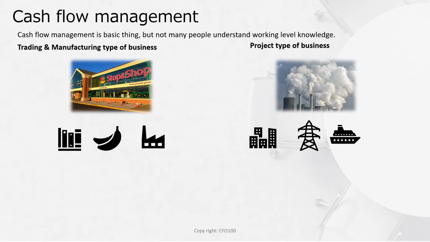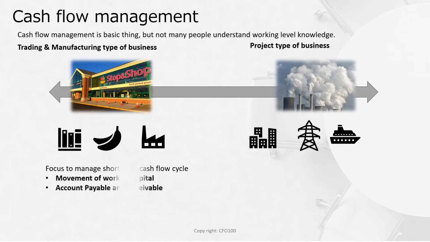In reality, we cannot categorize all businesses very clearly, so this comparison is just a way to view the focal point of cash flow management. If you are managing the first type of business, the point which you focus on is the movement of working capital and account payable and receivable.